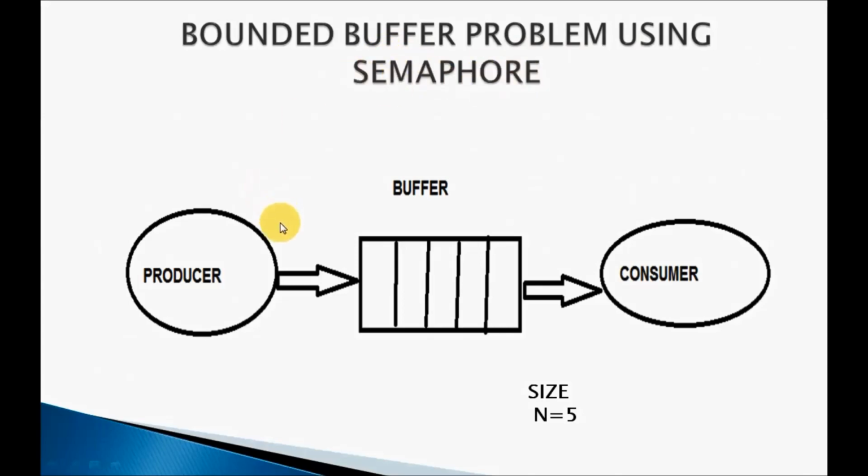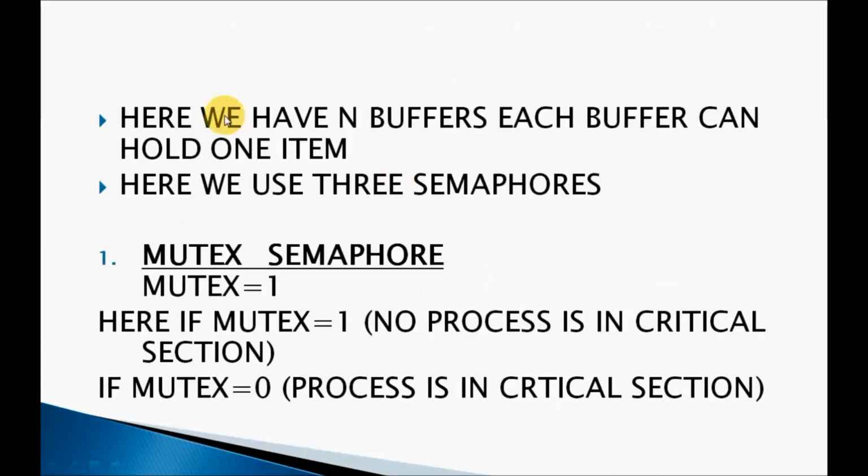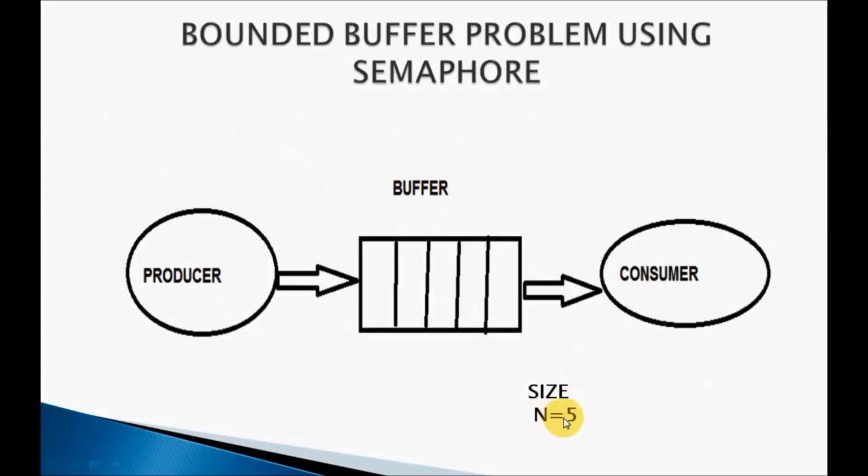You can see here we have a producer and we have a consumer. Both the producer and consumer can access the buffer, right? You can see here we have n buffers. What is the size here? Size is 5. So we have 5 slots in a buffer. Both producer and consumer can use this buffer. Understanding, guys? So buffer, how many slots are there in the buffer? 5 slots are there in the buffer.